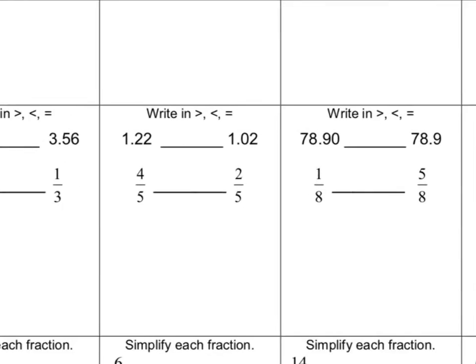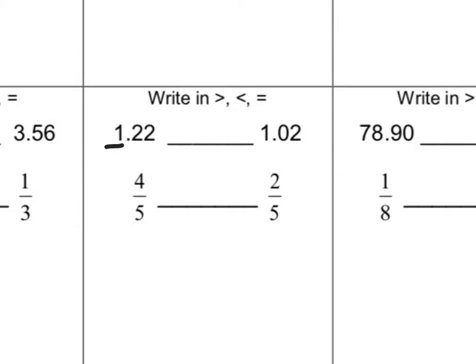For the next one, let's go and look at our inequalities. We have 1 whole, 1 whole. We have 22/100ths. We got only 2/100ths. So 22/100ths is greater. This is 4/5, and that's greater than 2/5.